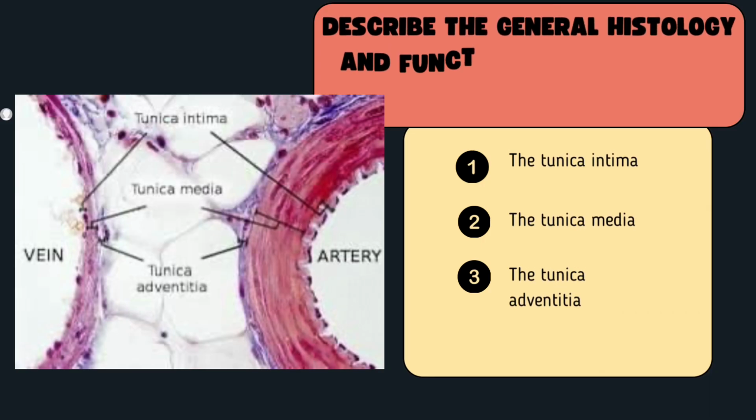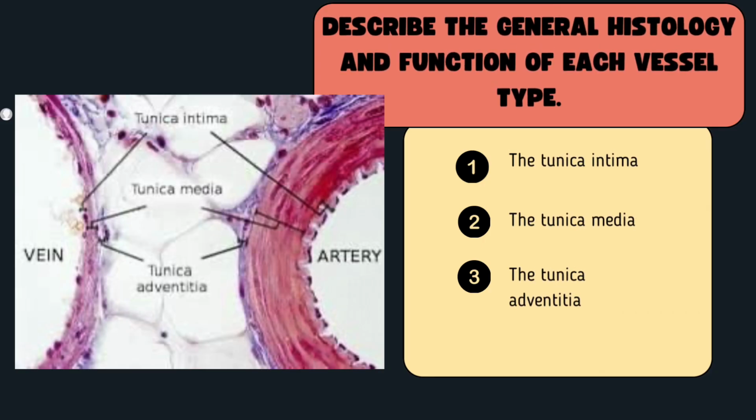Next, we will describe the general histology and function of each vessel type. Blood vessels, including arteries, veins, and capillaries, are composed of 3 distinct layers. These are going to be the tunica intima, the tunica media, and the tunica adventitia. The tunica intima is a thin inner layer with a layer of endothelial cells exposed to the bloodstream. It has an internal elastic lamina separating it from the media.